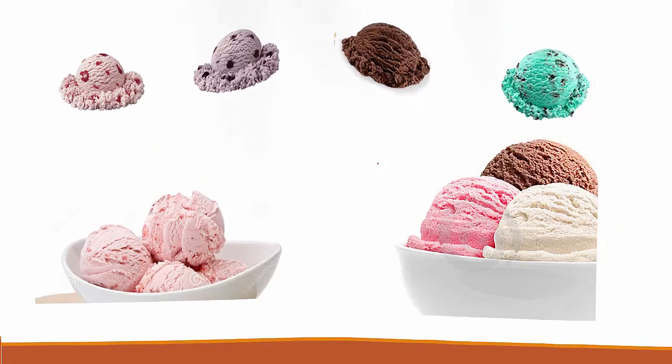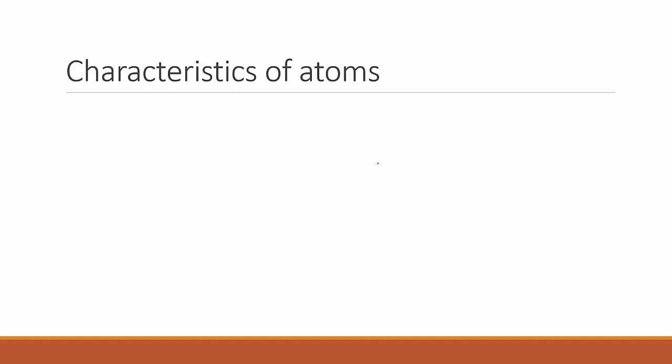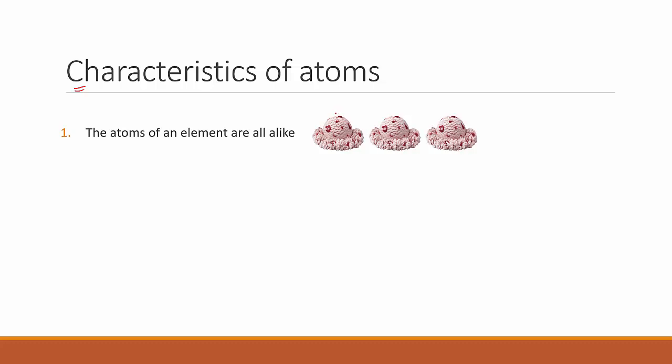Now let's see the next part. We'll talk about the characteristics of atoms. Now we've studied what atoms are. Let's see what the characteristics of them are. The first characteristic that we will study is that the atoms of an element are all alike. What does this mean? This means that if I pick out one atom of hydrogen or the second atom of hydrogen, all of them will be the same. It is much like the scoops of ice cream from the strawberry jar.